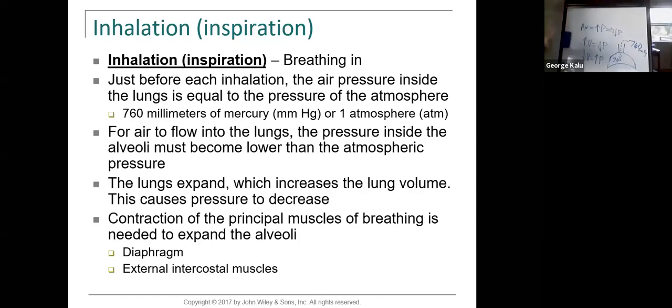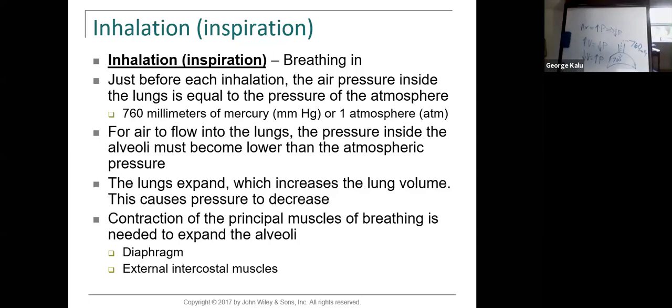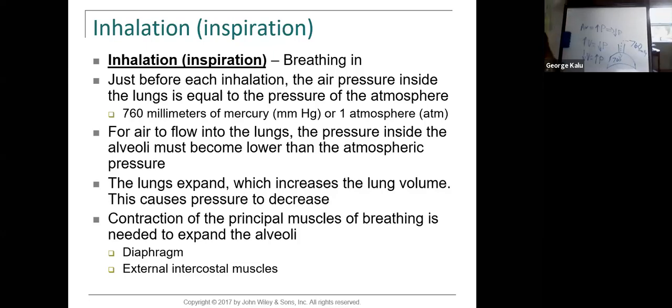Now, the only way that we can cause the pressure to decrease is to cause an increase in the volume of the lungs. So we're going to look at how we're actually able to do that. In order to have an inhalation process actually take place, we need to increase the volume. That's going to be due to two different muscles. We're going to be using the diaphragm, and then we're also going to be using the external intercostal muscles.